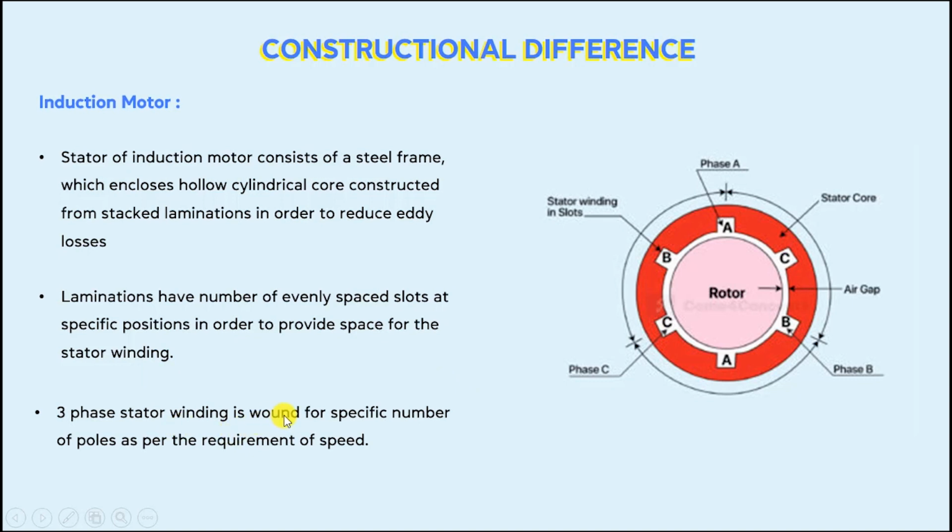Three-phase stator winding is wound for a specific number of poles as per the requirement of speed. So depending upon the speed of an induction motor, the three-phase winding is wound in these slots for a specific number of poles.